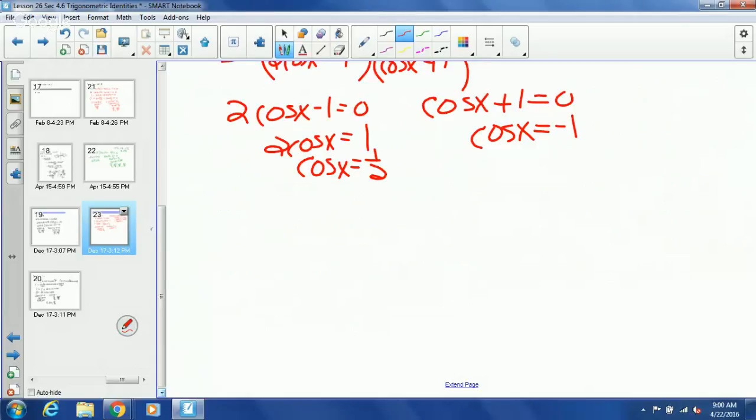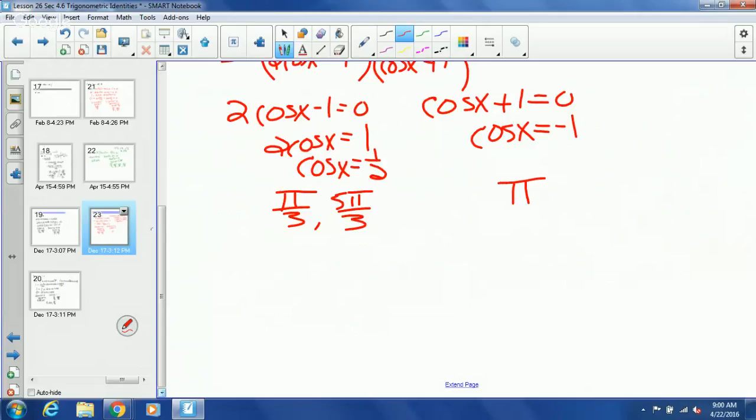Let's start with cosine of x. Where is cosine of x equal to 1/2? All right, it's pi over 3 and 5 pi over 3. Okay, where is cosine of x equal to -1? Just at pi. Okay. Well, I found those, but I'm not done with my problem.